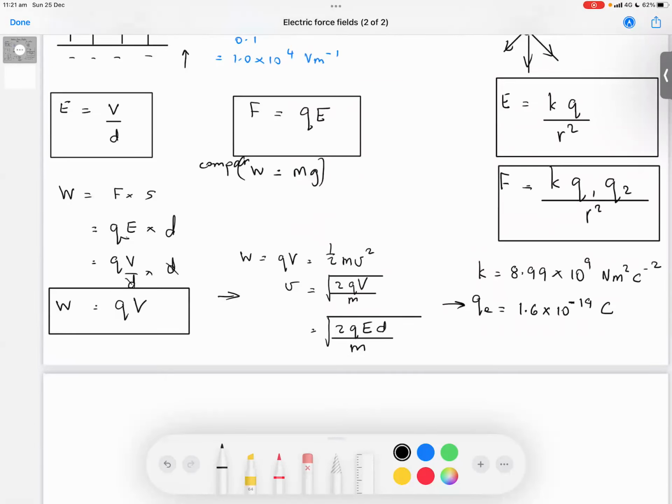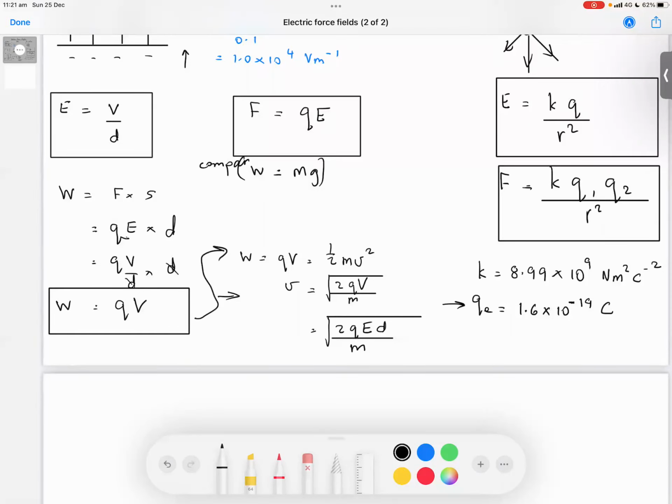So if work done equals force times distance, well, that's qE times d, just incorporating that formula there. But the d's cancel, you notice here, which means the work done, which is the increase in kinetic energy, or decrease if the force is decelerating the charge, is equal to qV. So at the end of the day, it's dependent only on the voltage. In fact, we define a new unit of energy called the electron volt, where 1 electron volt is the kinetic energy of an electron accelerated by 1 volt.